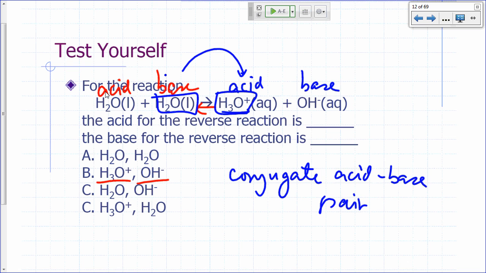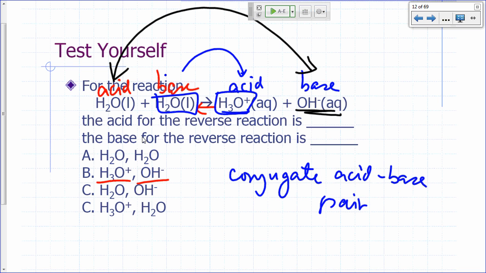Water is the base, its conjugate acid is H3O plus. Where did this hydroxide come from? From the water that lost the proton, right? So this acid and base right here, H2O and OH minus, water and hydroxide, is also a conjugate acid-base pair. So that's what conjugate acid-base means.